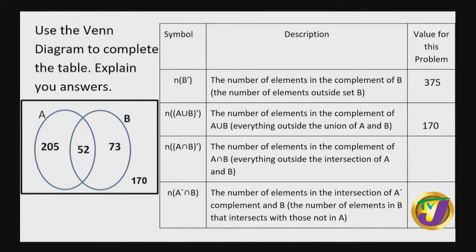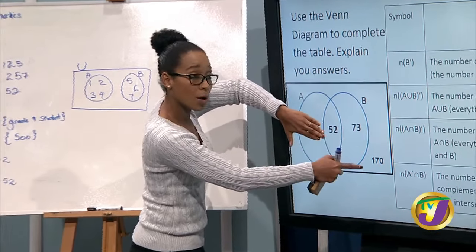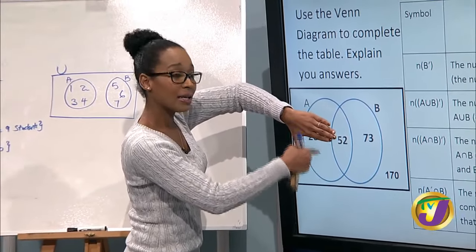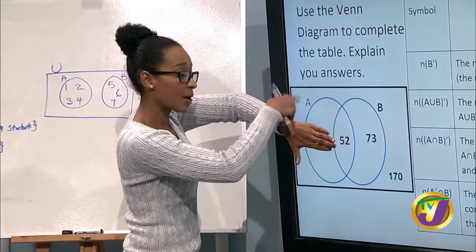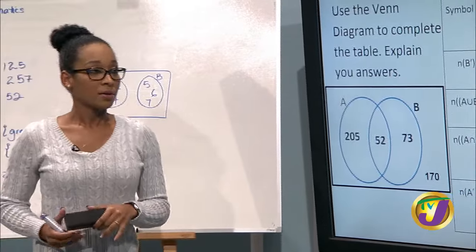Good. But now we have the number of elements in A complement intersect B. A complement is everything outside of A. This is like the thing that you did earlier. So it's A complement, everything outside of A, intersect B. So remember for this one, A complement, outside of A, would have been 73 plus 170. But we're looking at the intersect with B. So we're looking at A complement intersect B, which would be exactly 73. All right. I think they're getting it.